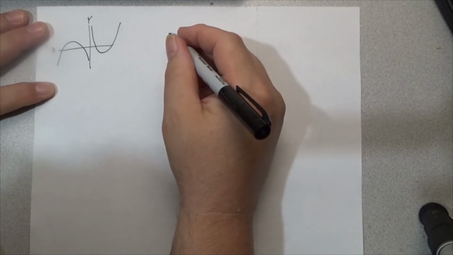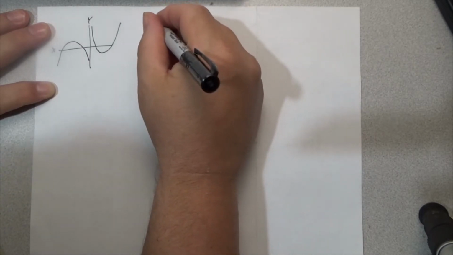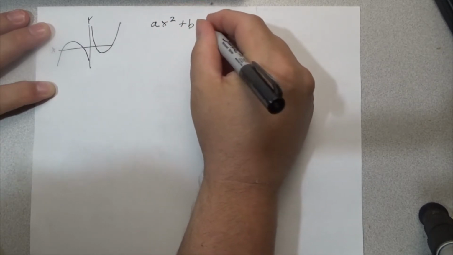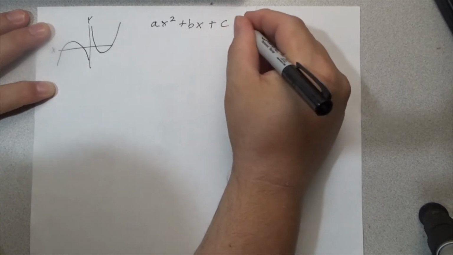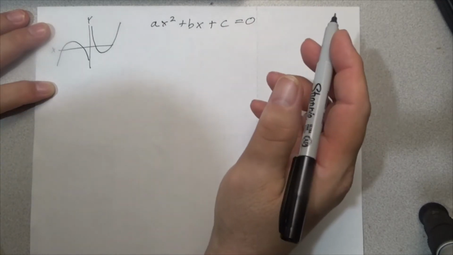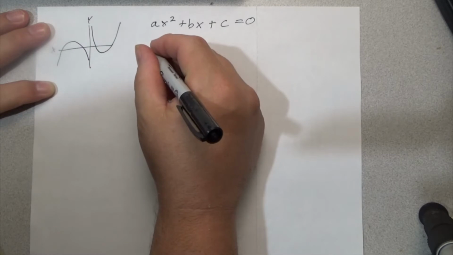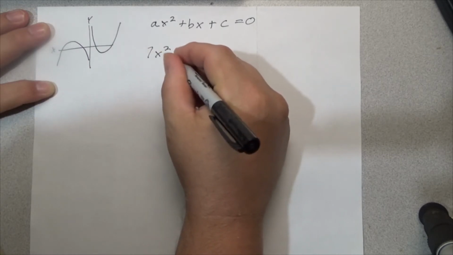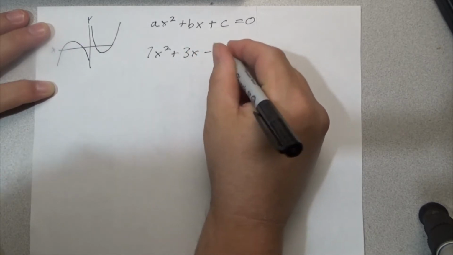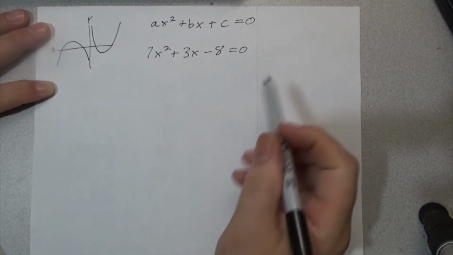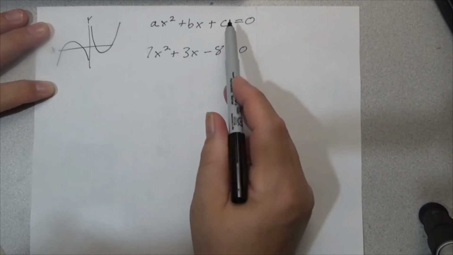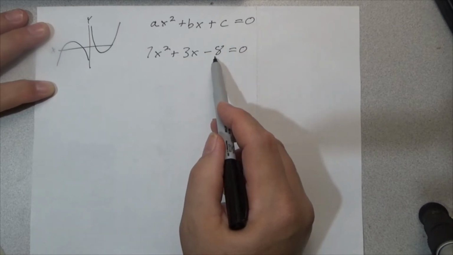Now, the general form of a quadratic equation is ax squared plus bx plus c is equal to 0. Some examples of that could be 7x squared plus 3x minus 8 equals 0. And in this case, a would be 7, b would be 3, and c would be a negative 8.